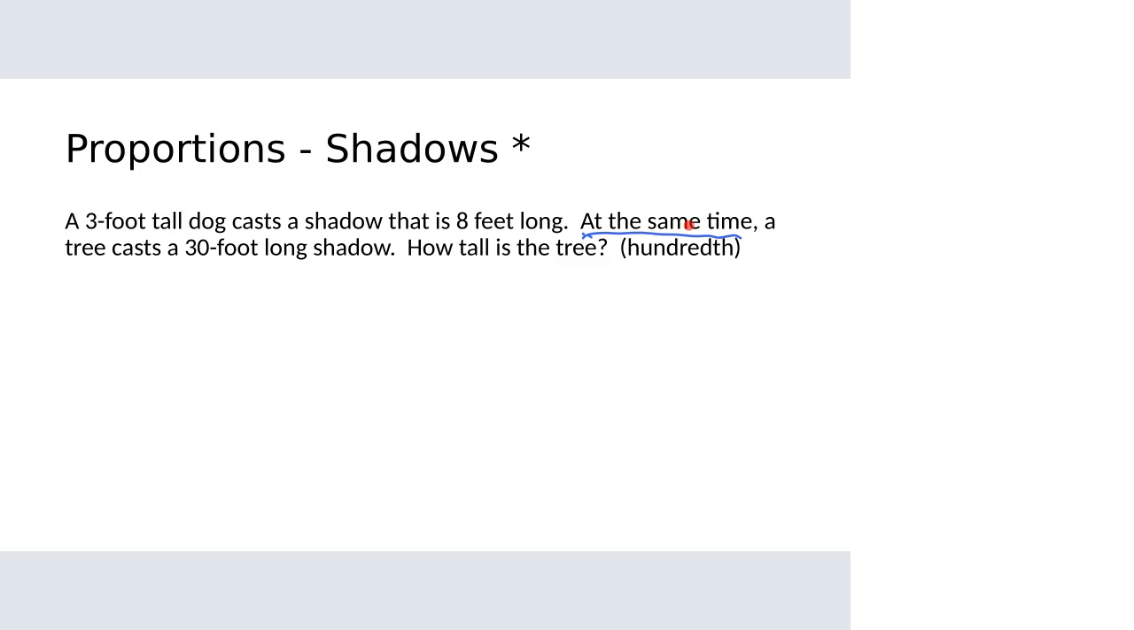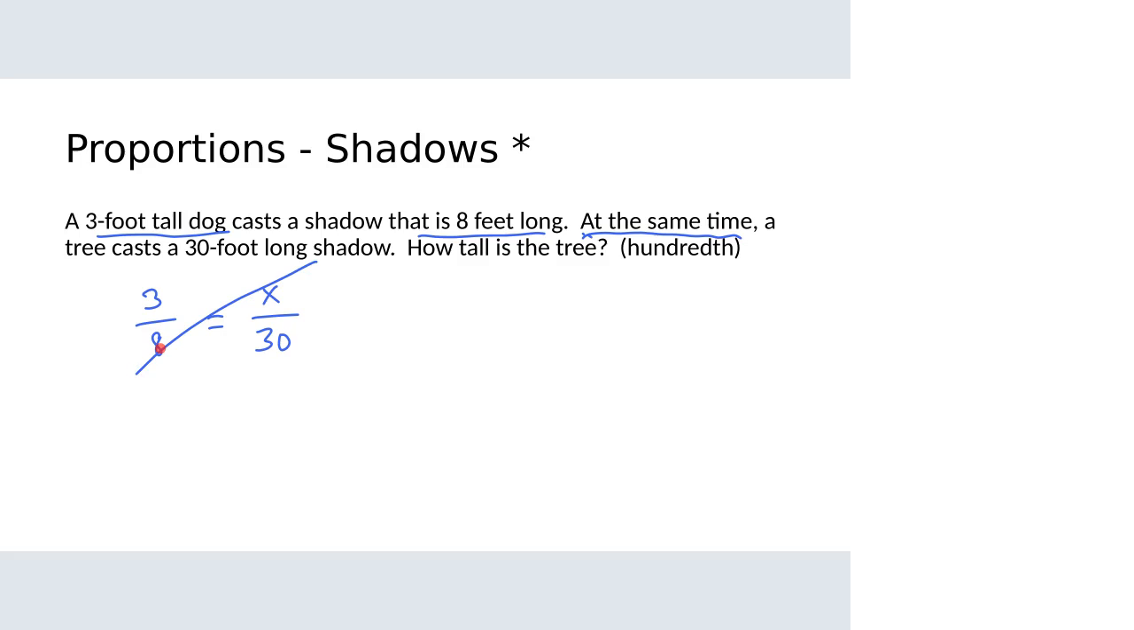So here I have a 3-foot tall dog and an 8-foot long shadow. You don't have to set it up this way. There are other ways you could set it up that would make sense, but I'm going to go ahead and put my height of the dog over the length of the shadow. And then for the tree, it'll be the height of the tree over the length of the shadow. Again, you just want to make sure you're being logical with your setup. So here I have height of the dog, length of the shadow, height of the tree, length of the shadow.